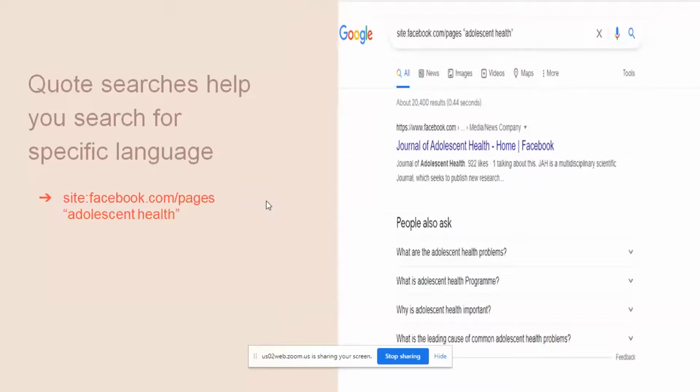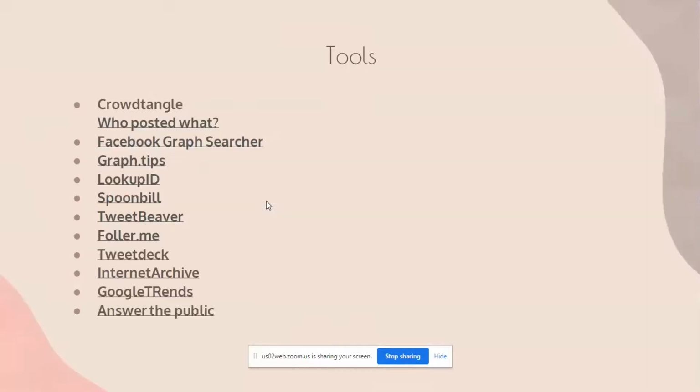Similarly, you want to know about the different groups available on adolescent health. Here what I've done is I've written quotations, so exactly that specific term I would like to find, and you will get a lot of Facebook pages wherein this particular term is used, and the pages with this particular title. So this is how you actually find or search content on social media. Now, these are certain tricks which you can use when you are searching content online.